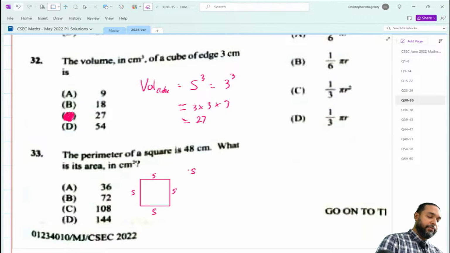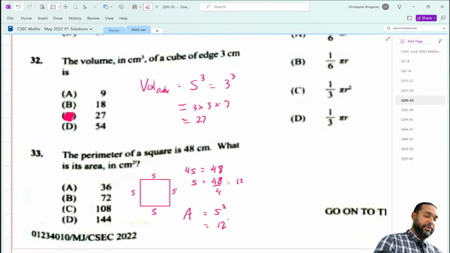Okay, so we have 4s, and that's equal to 48. So to find the length of 1s, we'd simply divide by 4. 48 divided by 4 is 12. And now to find the area, that's equal to side by side or side squared. When you square 12, what do we get? 144 square centimeters, right?